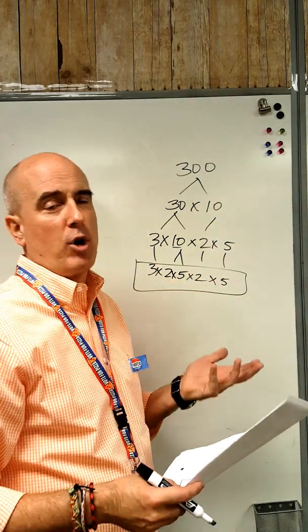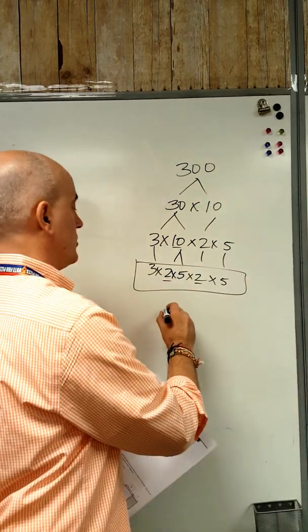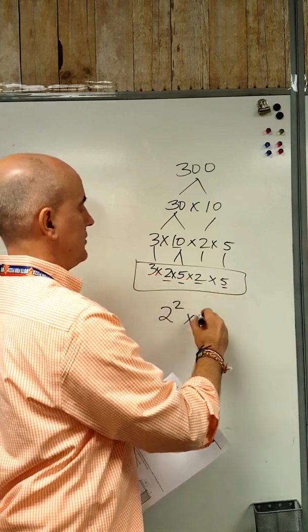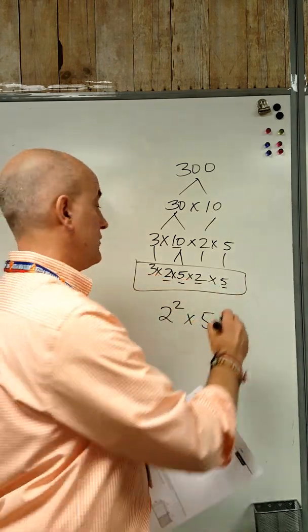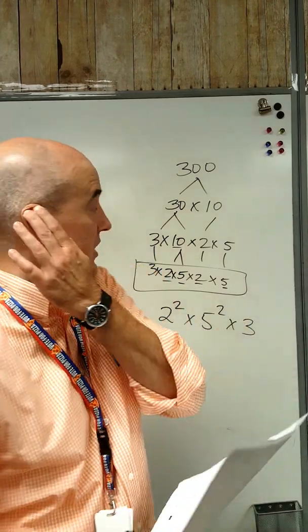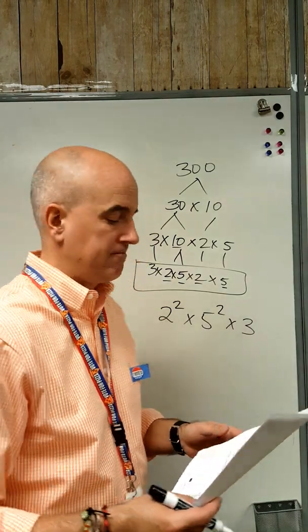And we practiced writing this as exponents as well. And since there are two 2's, we could also call this 2 to the second power. And there are two 5's, times 5 to the second power times 3. So this would be the prime factorization, and this would be the prime factorization using exponents.